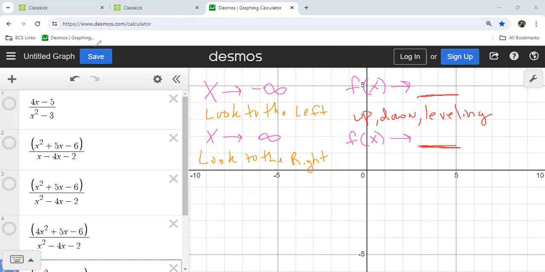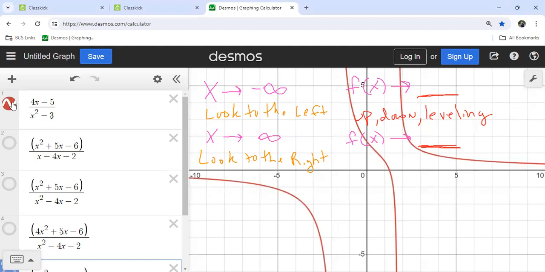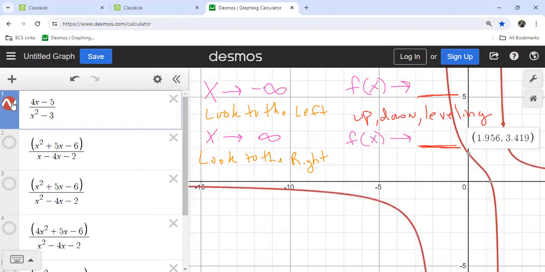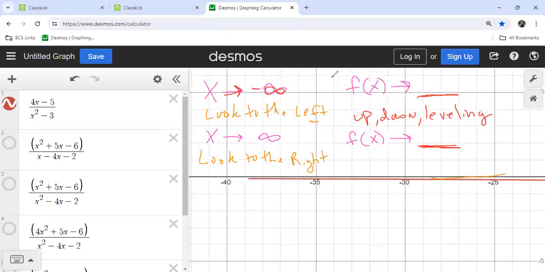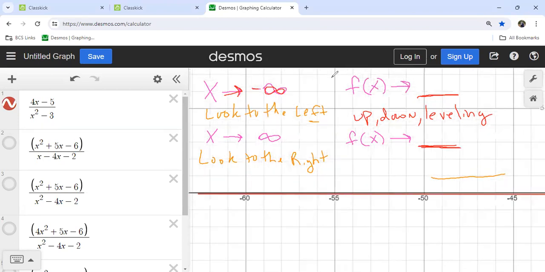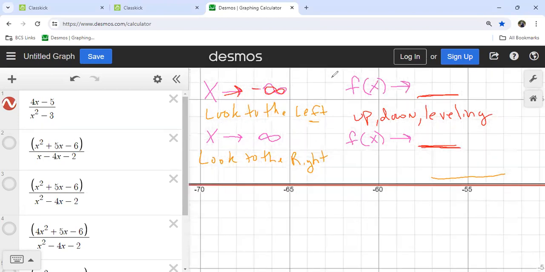So I'm going to turn on this first graph over here, which is 4x minus 5 over x squared minus 3. I'm going to look at that graph. Now, when we look at this information, we're going to go to the first part, and you may have this statement in front of you. Your teacher may be saying, okay, well, x goes to negative infinity. And what we're going to think to ourselves automatically is, hey, we need to look to the left. So we're going to grab this graph, and we're going to look to the left, and keep looking to the left. And we are going to make a decision.